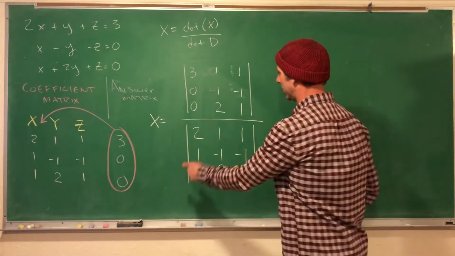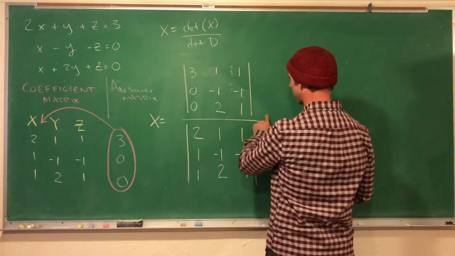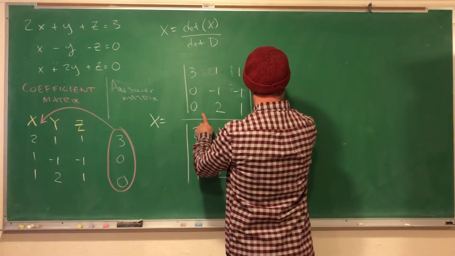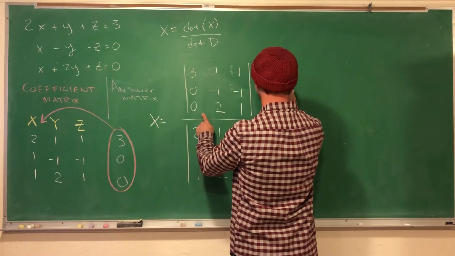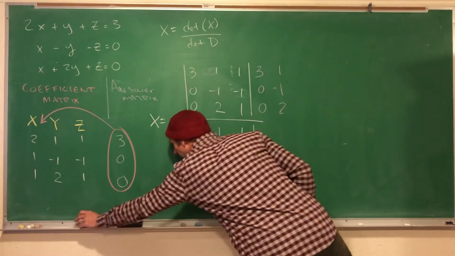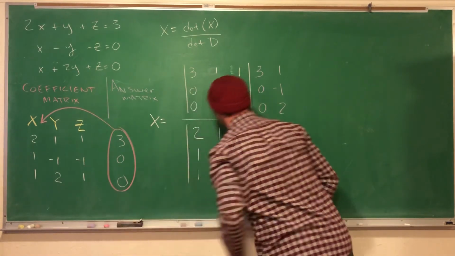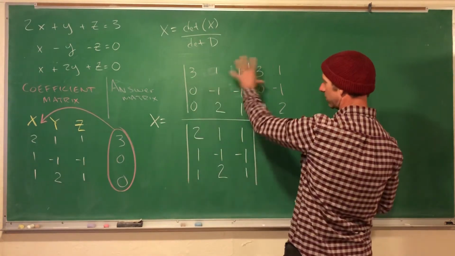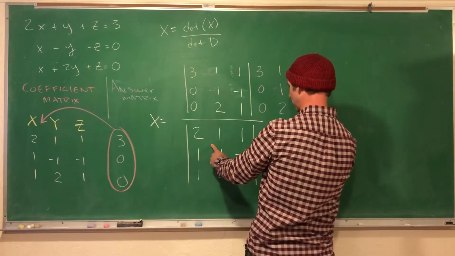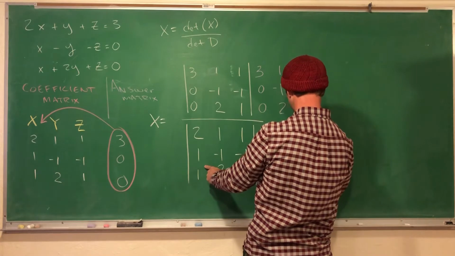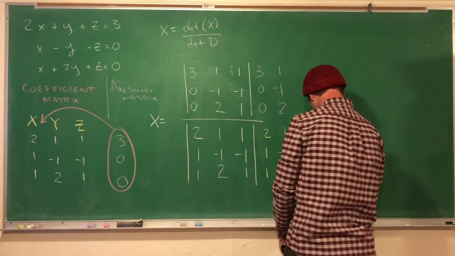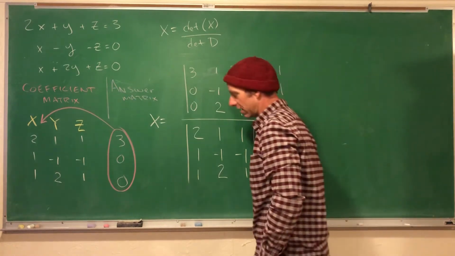So, again, I'm going to write these two guys over here. So 3, 1, 0, negative 1, 0, 2. And just so you see it, I'm going to solve the determinant up here. And down here, I'm going to do the same thing. 2, 1, 1, negative 1, 1, 2. Now we're going to do the determinant.